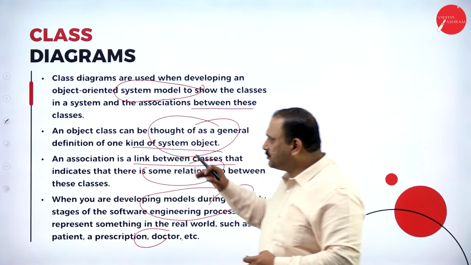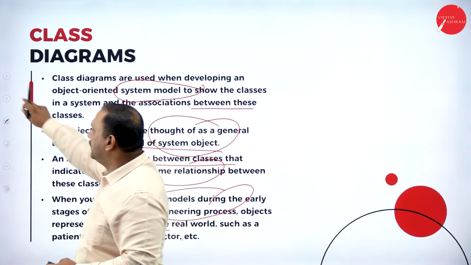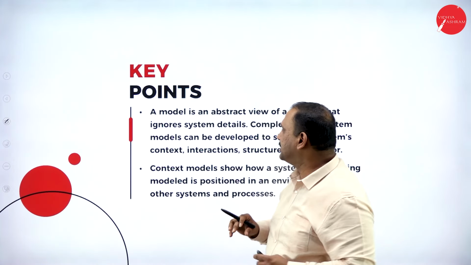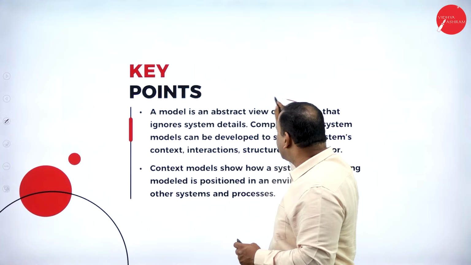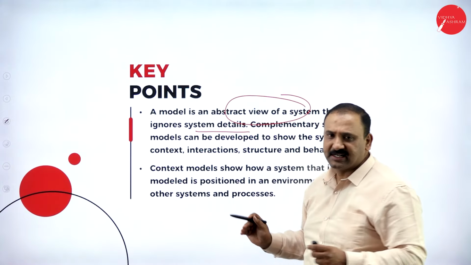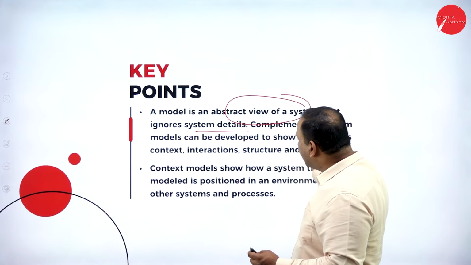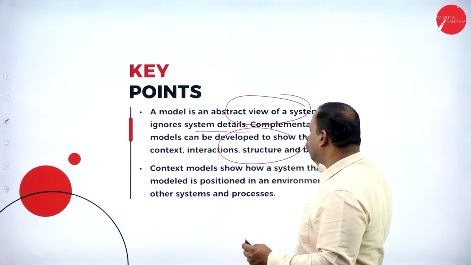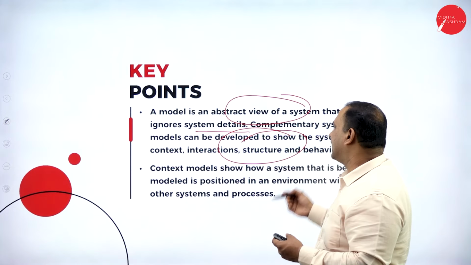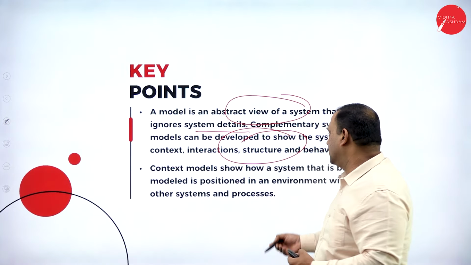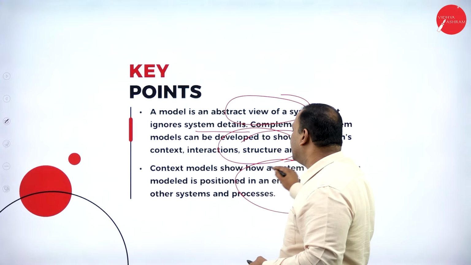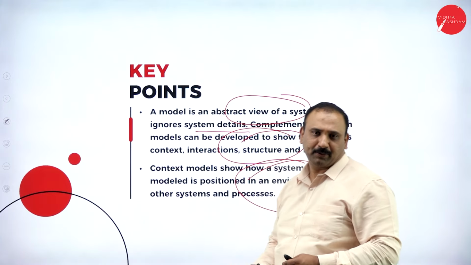Followed by which, once we are done with the class diagram, we need to understand the key points. What are the key points here? A model is an abstract view of the system that ignores the system details. Definitely yes. Complementary system models can be developed to show the system's context, interactions, and other factors. Context models show how a system that is being modeled is positioned in the environment with other systems and processes.